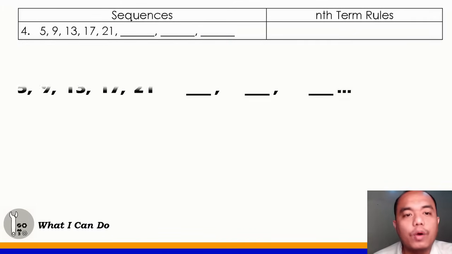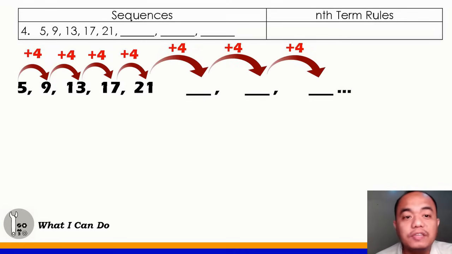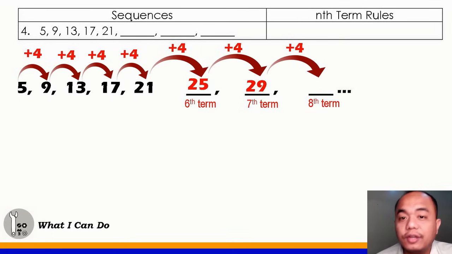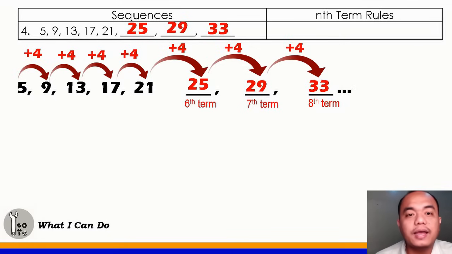Okay, let's have number 4. Number 4, we have 5, 9, 13, 17, and 21. So obviously, we have a common difference of 4 again. We have the sixth term, this is 25. I know you already have an idea how to get 25. 25 plus 4 is 29, the seventh term. And the eighth term is 33, which we get if we add 29 plus the common difference of 4. So we have 25, 29, and 33 as the next three terms in the given sequence.